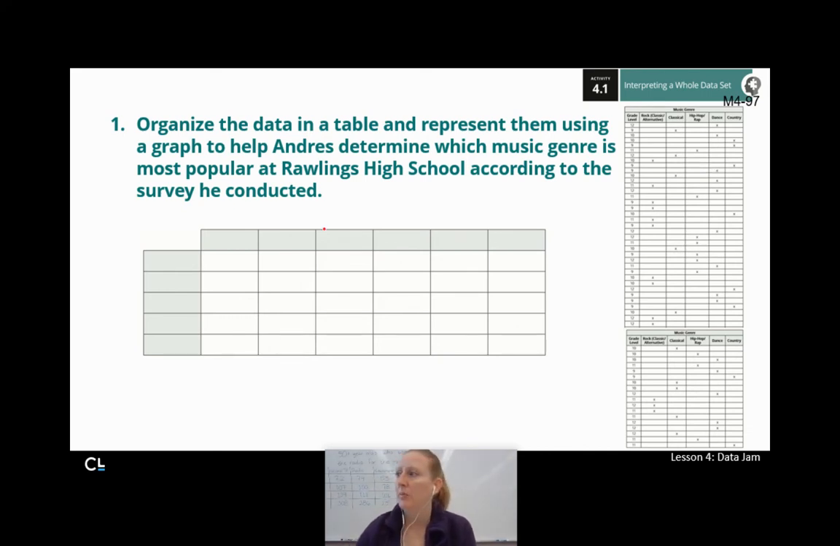To start, I'm going to label my stuff. So this was rock, this was classical, this was hip hop or rap. Over here, I've got dance, I've got country, and then I've got my totals. So this is my favorite music genre.